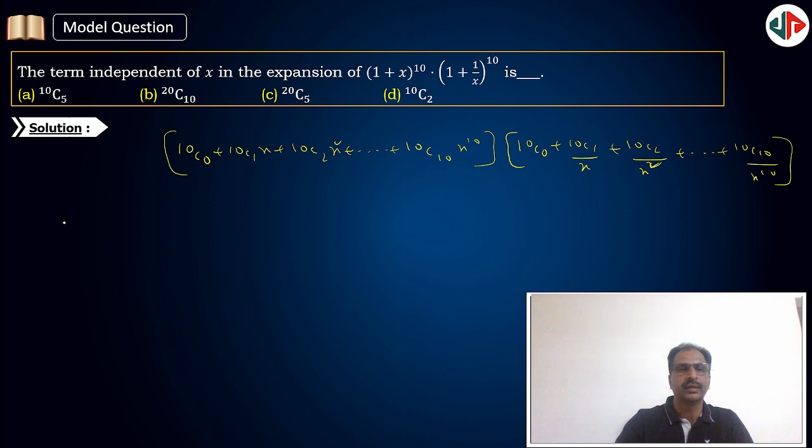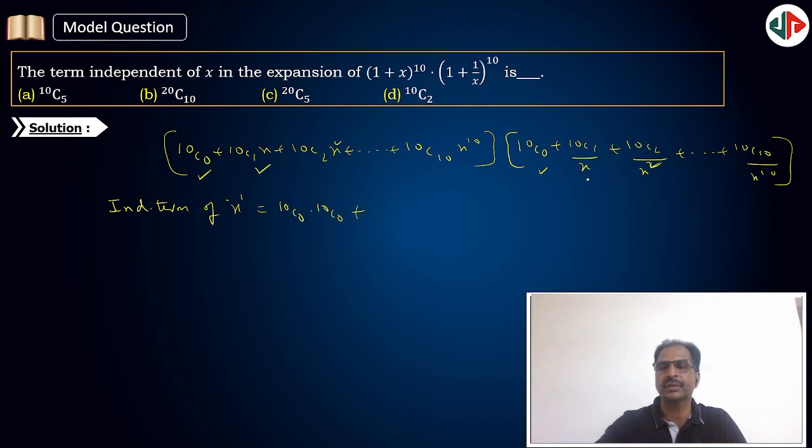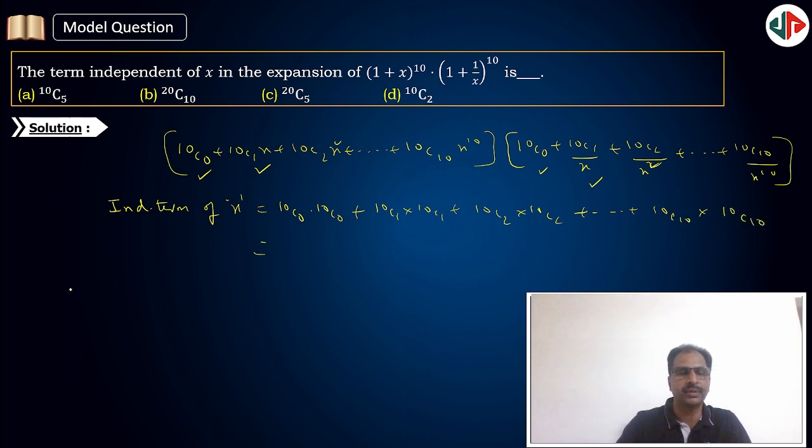In this product, we require the independent term of x. Independent term means the term which does not contain x. In this product, where do you not get x? When 10C0 is multiplied with 10C0, in that term you don't get x. Next, when 10C1x is multiplied with 10C1 into 1 by x, x gets cancelled. So you get 10C1 into 10C1. Like that, 10C2 into 10C2, plus so on, 10C10 into 10C10.